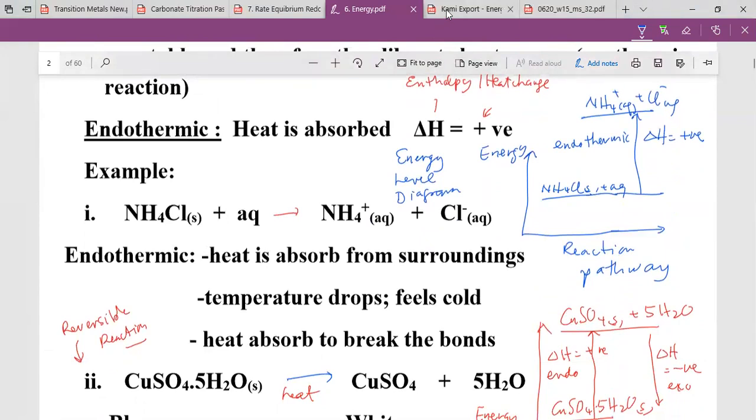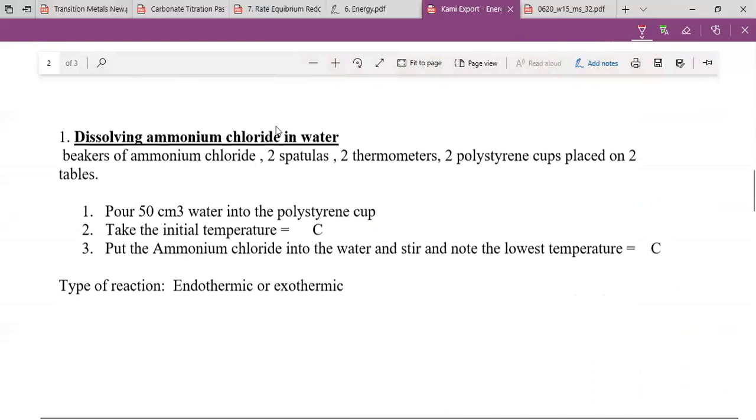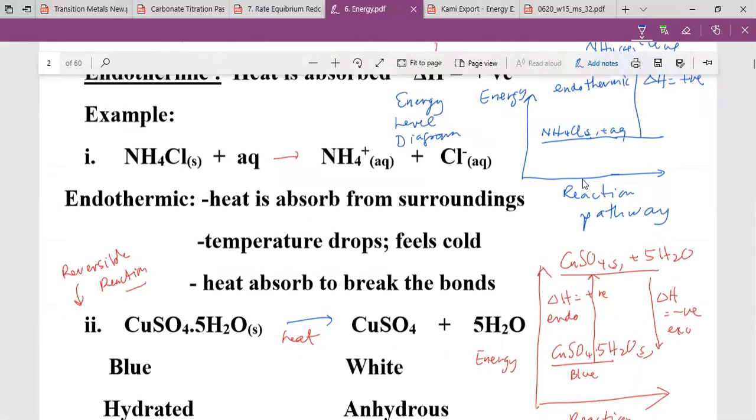The first one is, remember, I asked you to add ammonium chloride to water. When you put two spatulas of ammonium chloride into the boiling tube, take the initial temperature and the final temperature, you find it becomes cold. Why? Because it's absorbing heat. From here to here, temperature drops. So cold means energy is absorbed from the surroundings, from the solution. So the temperature drops, you feel cold. So to break the bonds, you absorb the heat.